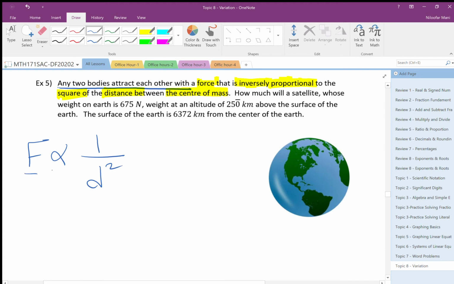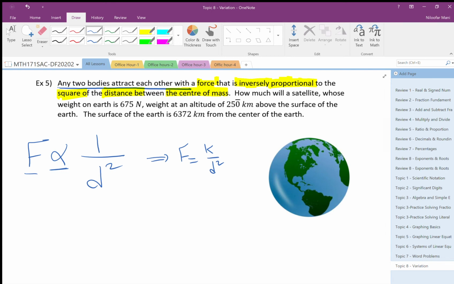Force inversely proportional. Because I hear proportional, I do this; because I hear inversely, I do 1 over; because I hear a square, I do d squared there. Okay, perfect. So F is k divided by d squared.